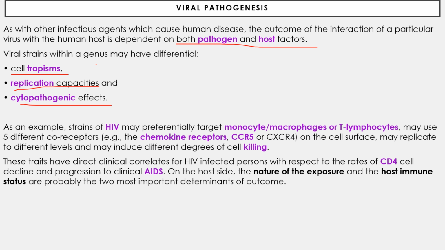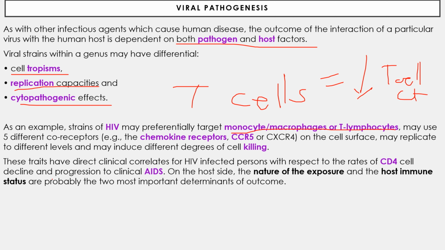An example, class, strains of HIV may target monocytes, macrophages, or T lymphocytes. HIV, class, targets T cells. That's why most of the time when a person has AIDS, they would have a low T cell count. Now they may use different co-receptors or chemokine receptors, CCR5 or CXCR4, on the cell surface. They may replicate to different levels and may induce different degrees of cell killing. These traits have direct clinical correlates for HIV-infected persons with respect to the rate of CD4 cell decline and progression to clinical AIDS. On the host side, the nature of the exposure and the host immune status are probably the two most important determinants of outcome.